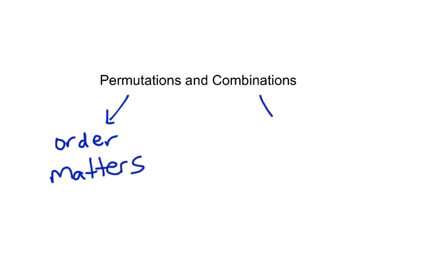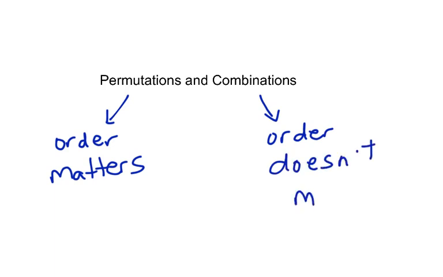The key is when order matters, we have a permutation. And when order doesn't matter, we have a combination. Now you may be thinking, well, what does that mean when order matters and when order doesn't matter? We'll look at some examples and I'll try to explain the difference between the two.